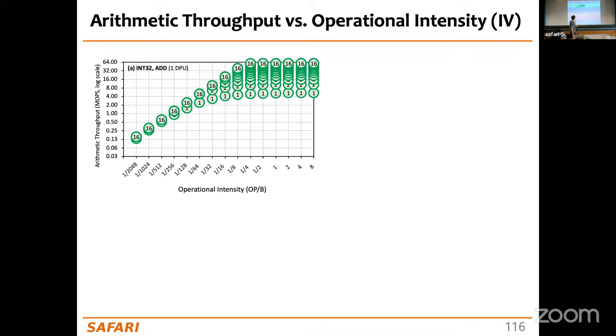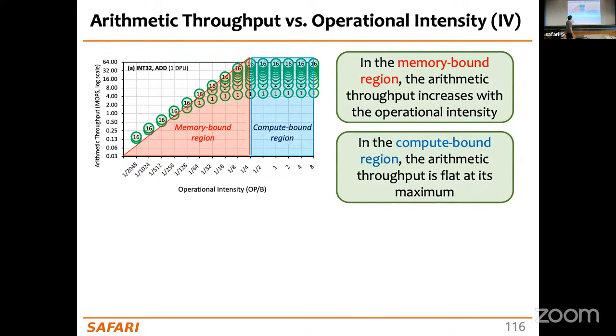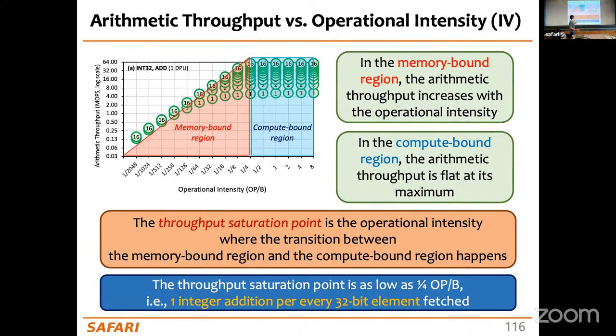We observe that at some point, the performance saturates as well. So there is an operational intensity at which the performance saturates and then remains flat. This we call the memory bound region and the compute bound region. In the memory bound region, the arithmetic throughput increases with the operational intensity. In the compute bound region, the arithmetic throughput is flat, okay? The most relevant and interesting observation here is this throughput saturation point, this transition between the memory bound region and the compute bound region, and the operational intensity at which it happens.